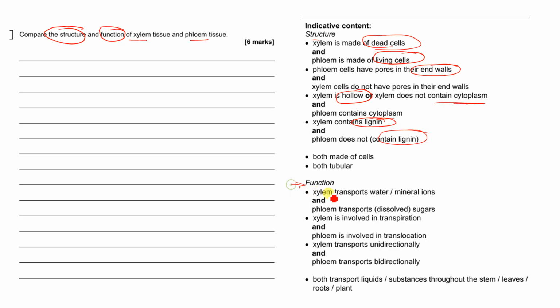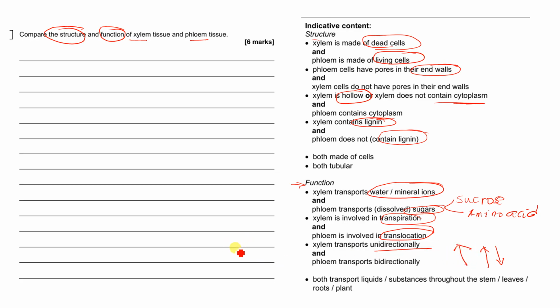Now, when it comes to function, xylem help to transport water and mineral ions, while phloem help to transport sugar. Specifically, it transports sucrose and amino acid. Phloem help in translocation, while xylem is involved in transpiration. Phloem is bidirectional movement. That means material can move in any direction, up and down, while xylem is unidirectional. That means it moves in just one direction, upward. So that's it. If you can explain it with that content, you get your 6 marks.